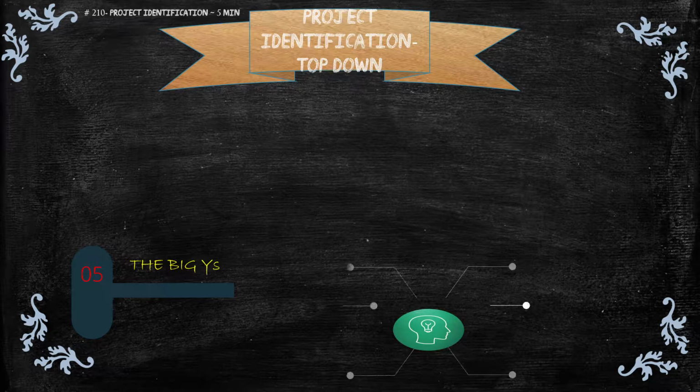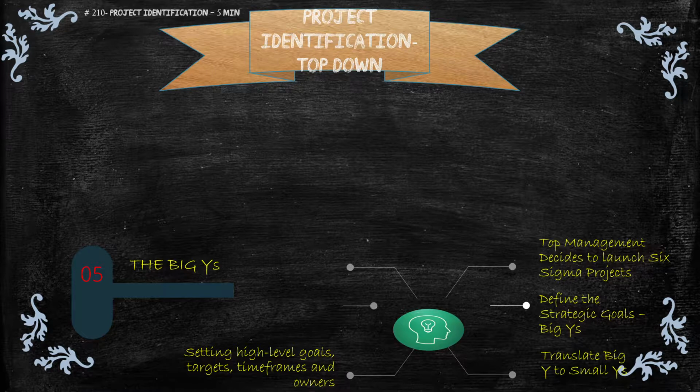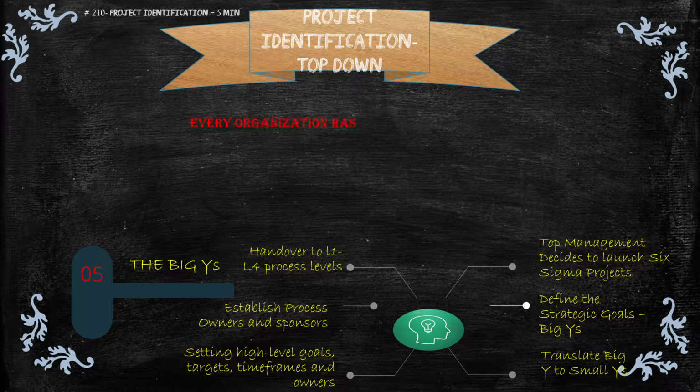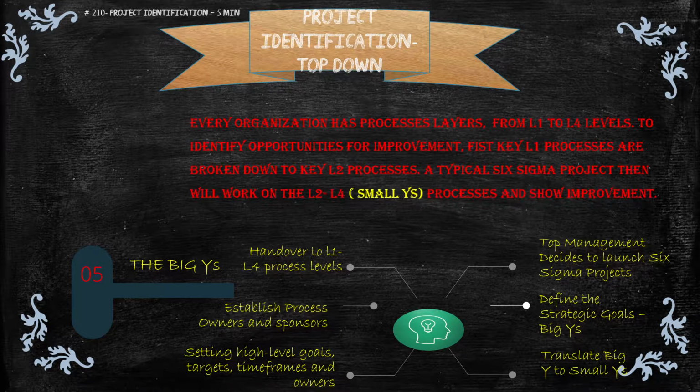After identification of the big why, a natural downward flow of project identification starts. The big why is converted into small whys or project goals. This is followed by setting up of high-level goals, targets, timeframes and owners. Establishing process owners and sponsors, handing over L1 to L4 process levels. Every organization has process layers, from L1 to L4 levels. To identify opportunities for improvement, first key L1 processes are broken down to key L2 processes. A typical Six Sigma project then will work on the L2 processes, that is small whys, and show improvement.